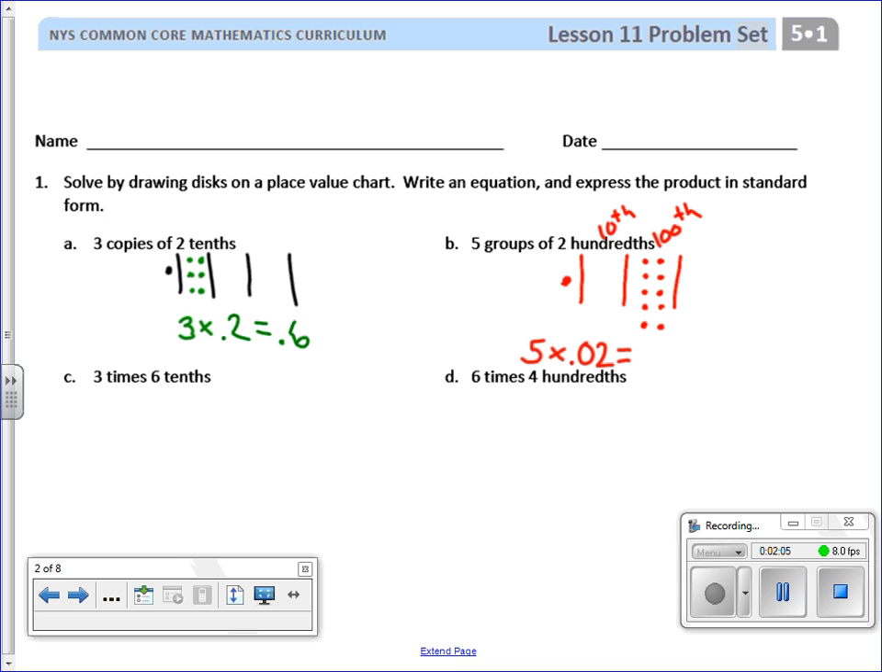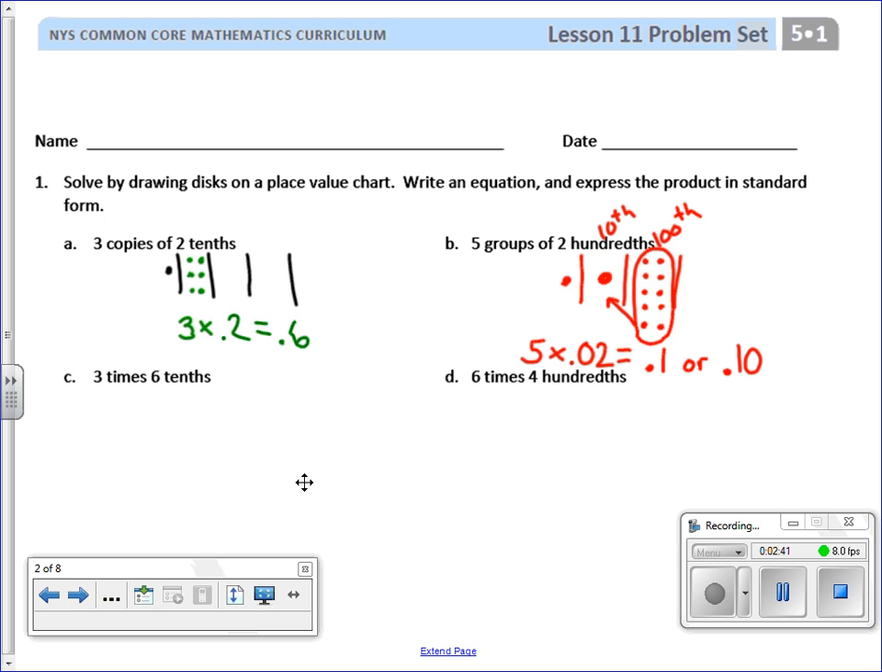1, 2, 3, 4, 5, 6, 7, 8, 9, 10. If we wrote 10 hundredths, you can take 10 and move them over 1. 10 in the hundredths makes 1 in the tenths, so we would end up with an answer of decimal point 1, which is 1/10, or if you think of it as 10 hundredths, decimal point 10. Both are the same answer.